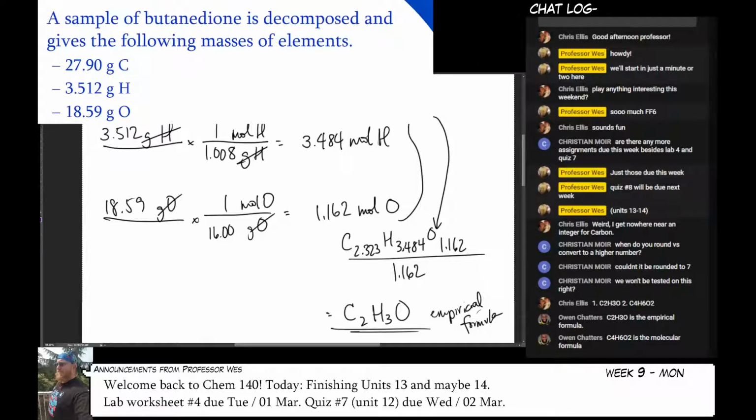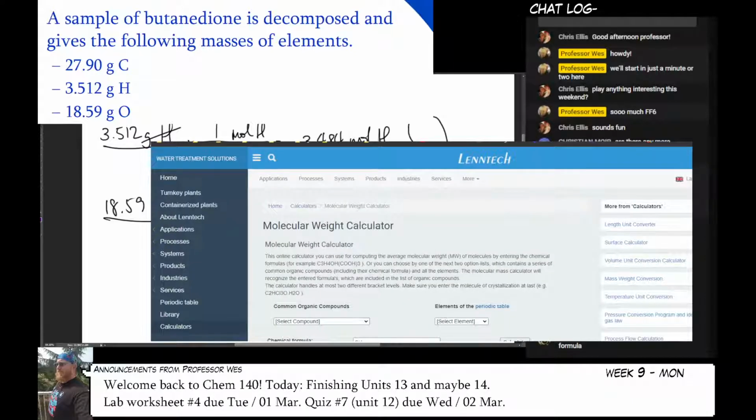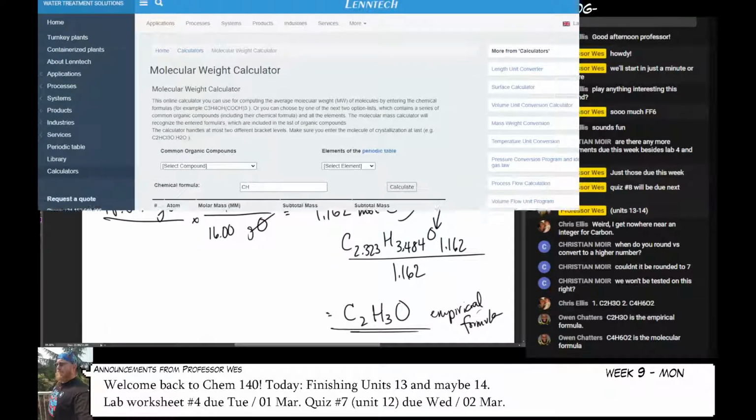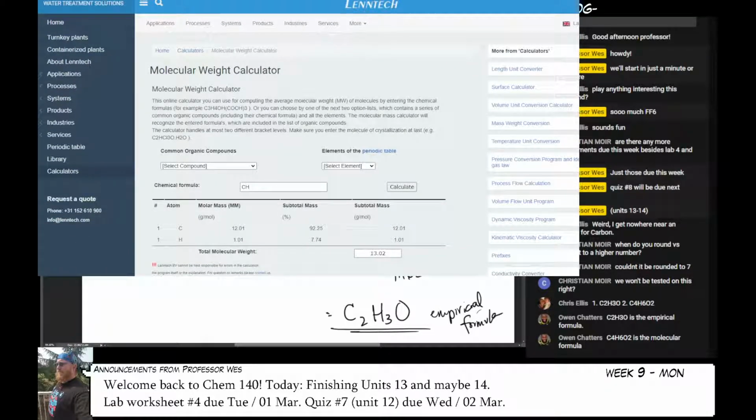Okay. Now that we've got that, we can go to Lentech and figure out its mass. So I still have Lentech captured here, so I should just be able to do that. And let's type this in. C2H3O. And it says the empirical mass is 43.04. So let's write that down.